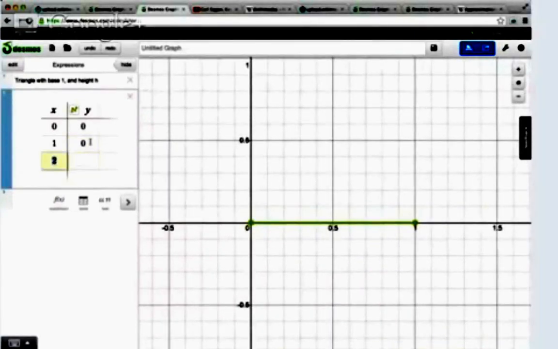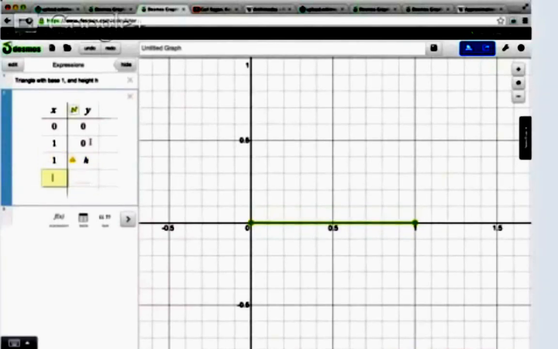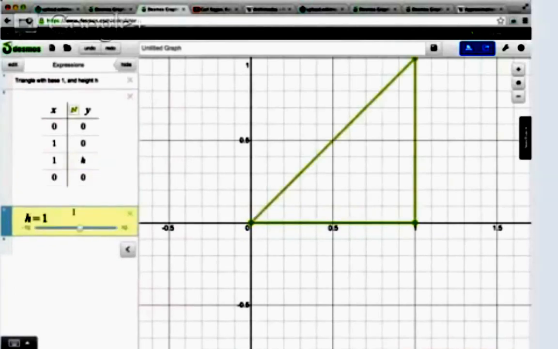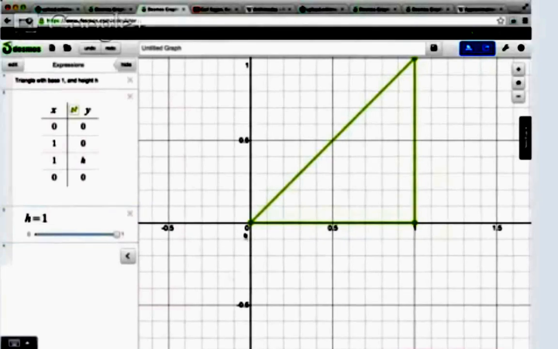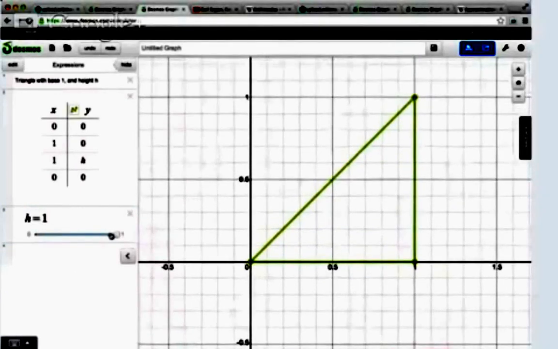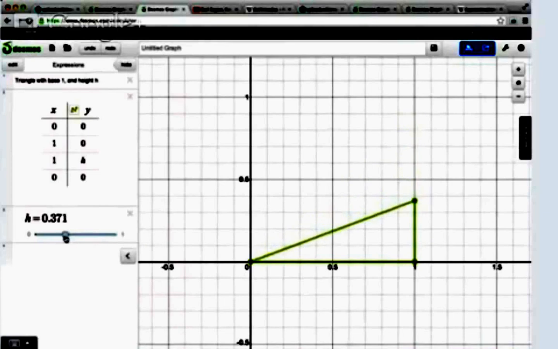And then 1, h and 0, 0 to close it. Now, we can't draw any of these lines that involve h because we don't have h yet, but we can always define it, and then it will be a slider for us. So we'll deal with h between 0 and, say, 2. Well, we'll go 0 to 1. So now we can change h, and it will change our triangle for us.